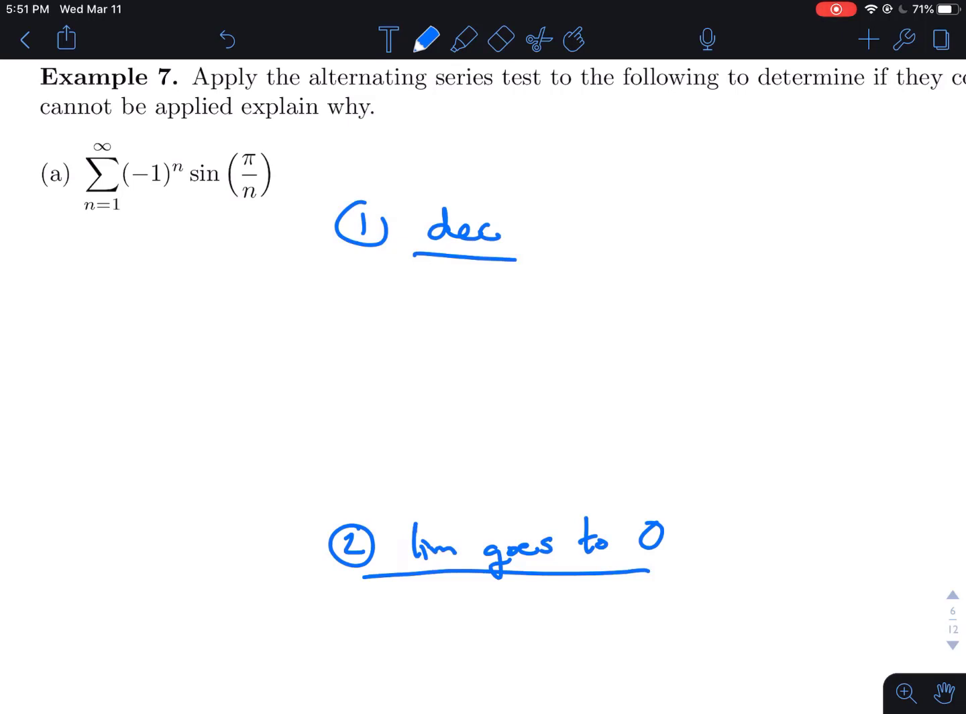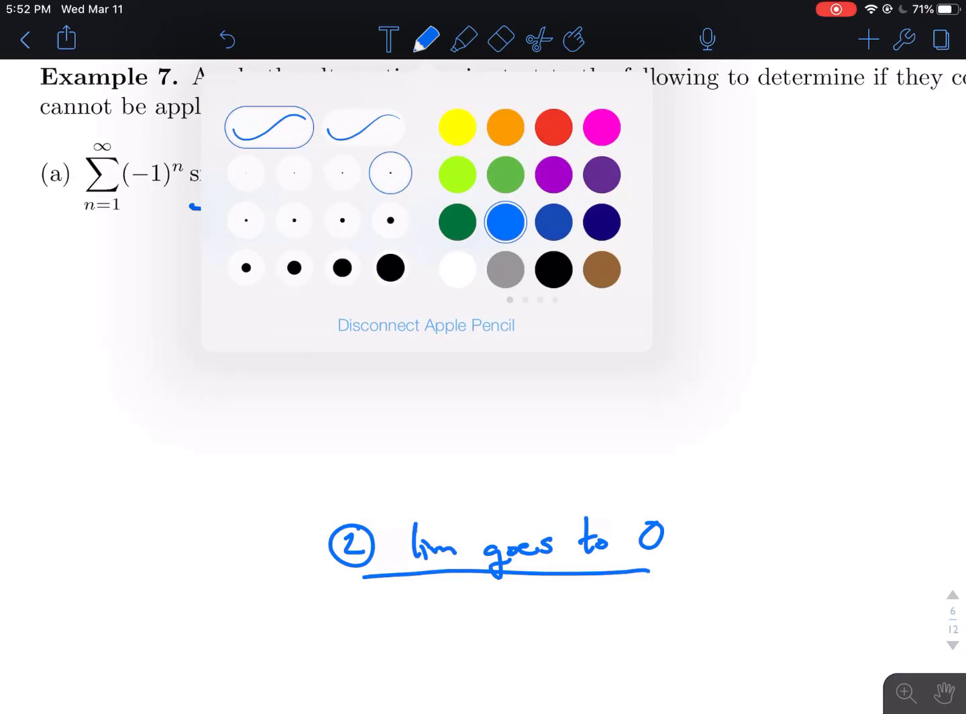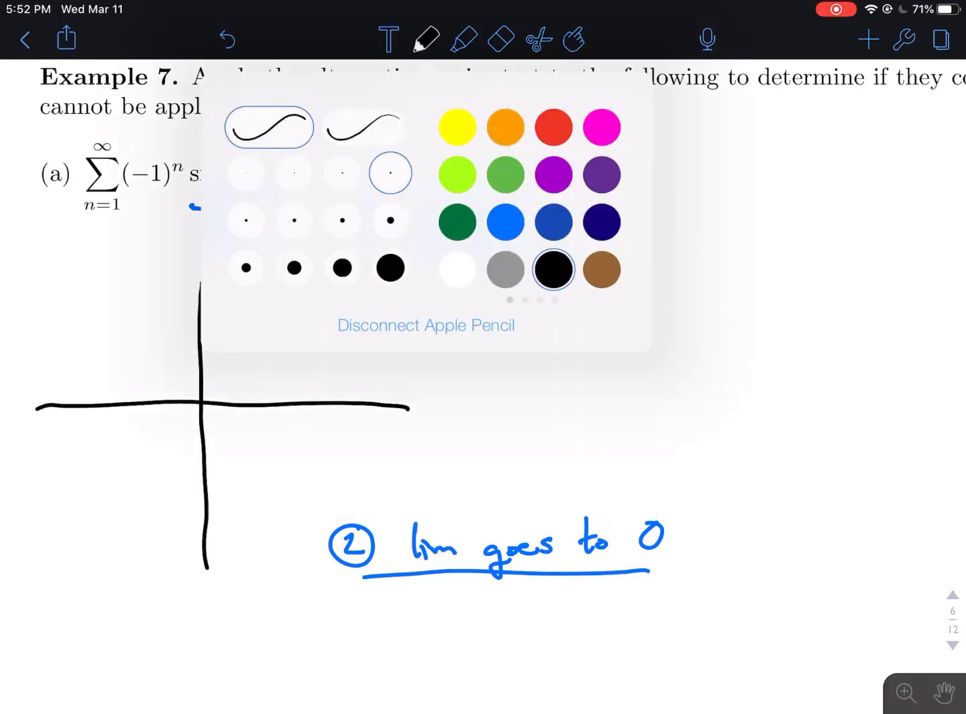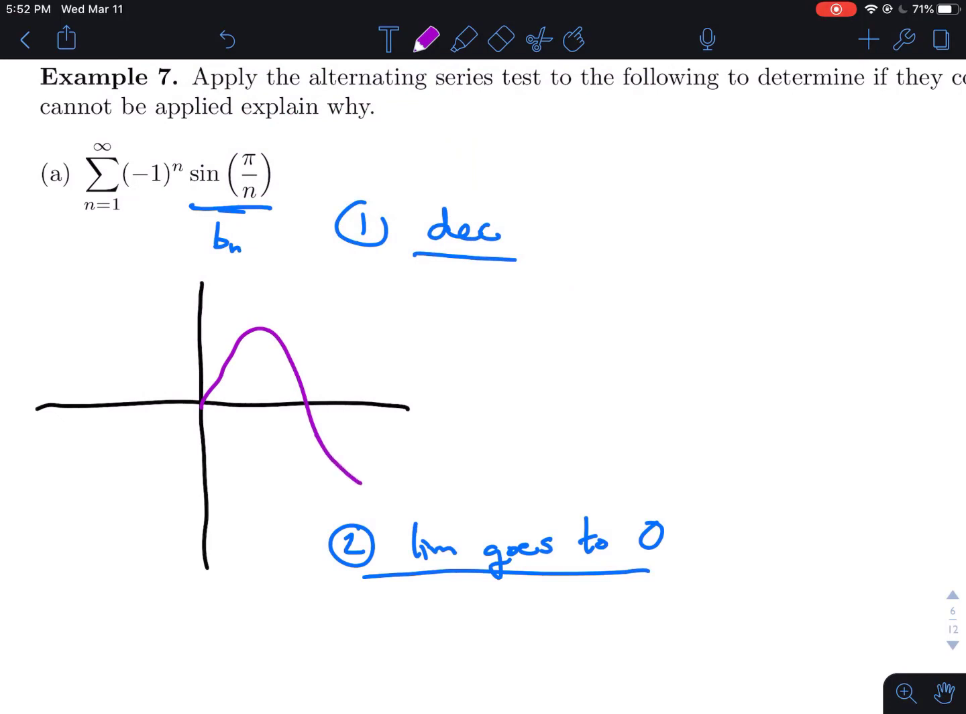All right, so let's look at decreasing. For decreasing, again, we need to isolate just the positive piece. You're not looking at the entire thing, just solely the positive piece. And we're looking at, does this decrease? Well, this is fairly complicated. I know what sine looks like, for instance, but this whole pi over n business makes things more difficult. So let's do a quick sketch here of what's going on. Let me draw my sine function. I don't know how much I need, so I'll just draw a little bit of it here.